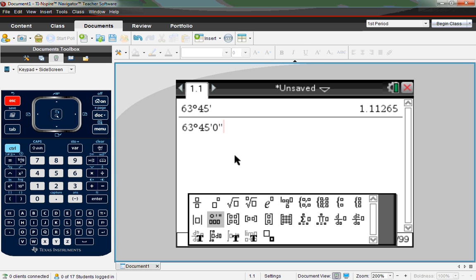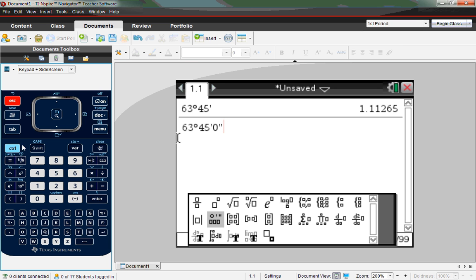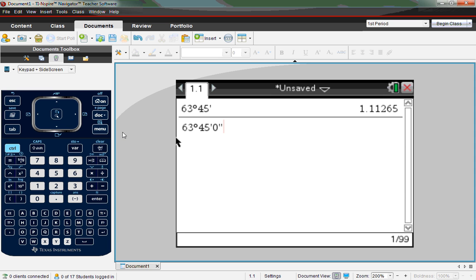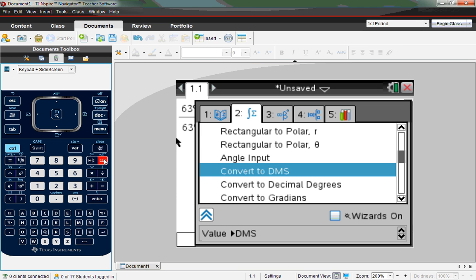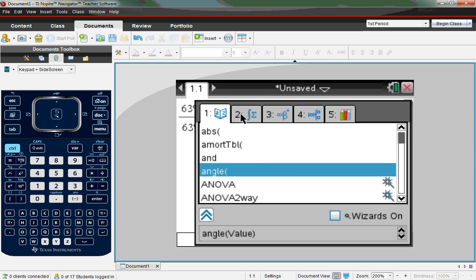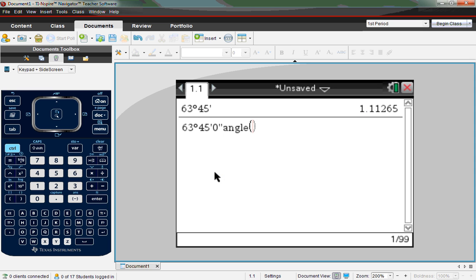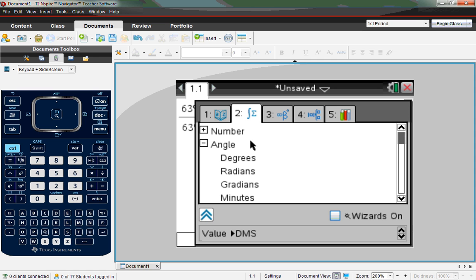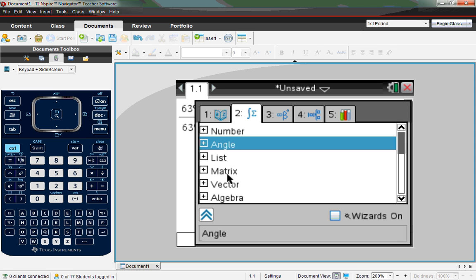Now, the other thing. Okay, it doesn't work. I want you to go to the book, which is to the right of 9. When you're in the book, you want to go to number 1, which is your angle. Oops, that's not what I wanted. Sorry. You want to go to the book, go to number 2, and in there, you are going to see number, angle, list, matrix, vector. Okay? They open up just like they would on a drop key.